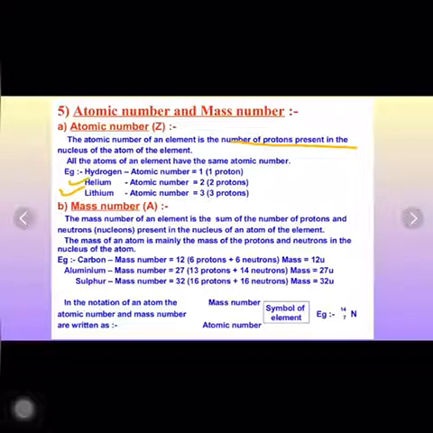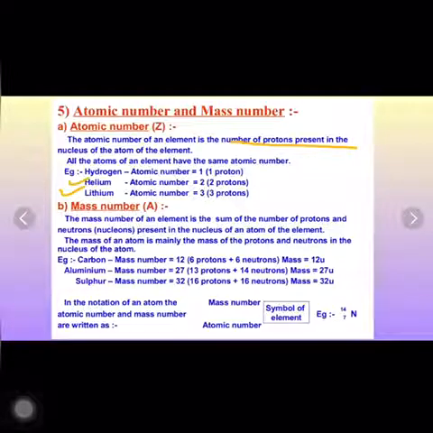And one thing more about atomic number is that no two elements have the same atomic number. For example, the atomic number of carbon is 6. So no other element can have the same atomic number equal to 6. Only carbon will have the atomic number 6. That is, each element has a fixed value of atomic number. So atomic number is basically equal to the number of protons, and atomic number is denoted by the letter Z.